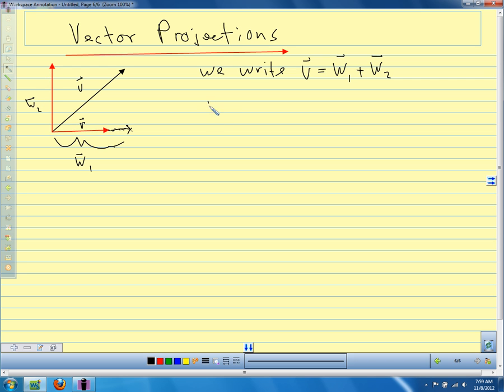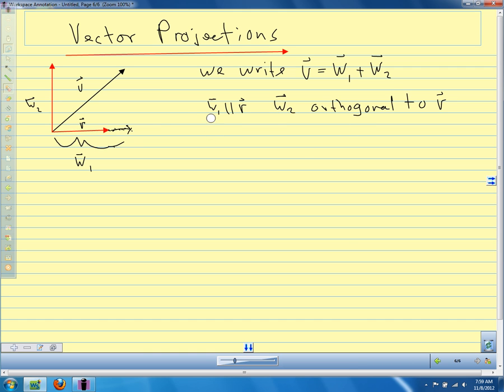So we want W1 is parallel to this vector V, and W2 is orthogonal to V. So we're interested in the components of U that are parallel to vector V and that are normal to vector V.